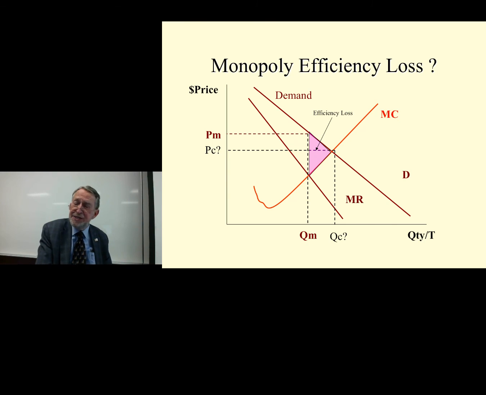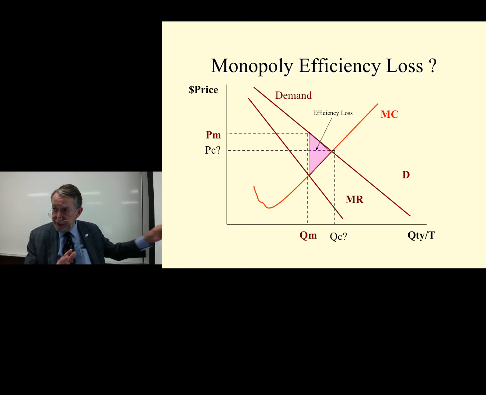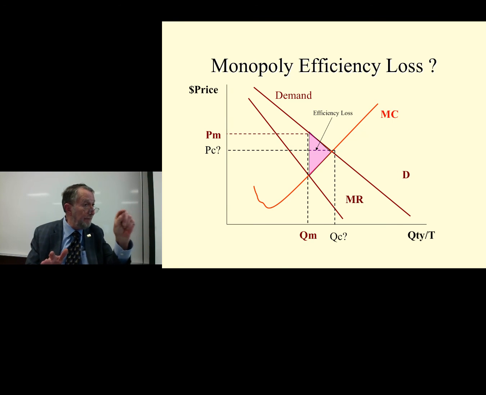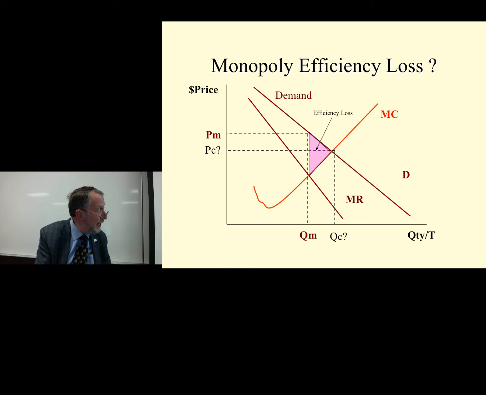So clearly there's a problem with an efficiency loss in some situations where there are monopolies. But it's not always the case. Next week I'm going to talk about some alternative pricing techniques which allow you to produce those units. It's called price discrimination. If you can price discriminate, which means charging different prices to different buyers, then you can produce those units and make a positive profit, eliminating the, quote, efficiency loss. But that is the area that's talked about.